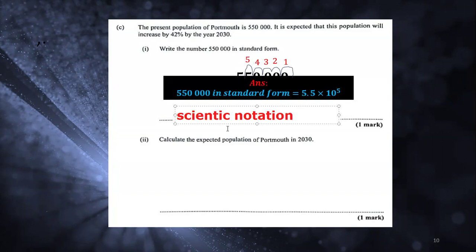Okay, scientific notation is the same as standard form. Are you all cool with this? All right, awesome. Let's continue.